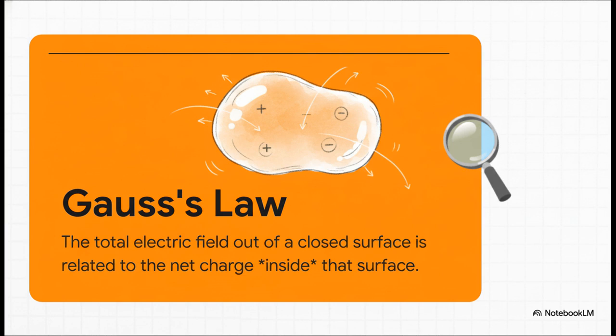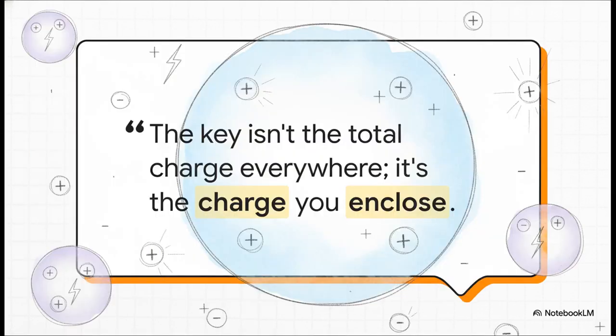Here's the idea. Gauss's law says, forget about adding up all those individual pieces. Just stop. Instead, I want you to draw an imaginary bubble, physicists call it a Gaussian surface, around the charges you care about. The law then tells us that the total amount of electric field poking out through the surface of that bubble is directly related to one simple thing, the total amount of charge you've trapped inside it. That's it. The key idea is right here. It's not about the total charge everywhere. It's only about the charge you enclose. Anything happening outside your imaginary bubble, for this calculation, it just doesn't matter. It's an absolutely incredible simplification of the problem.